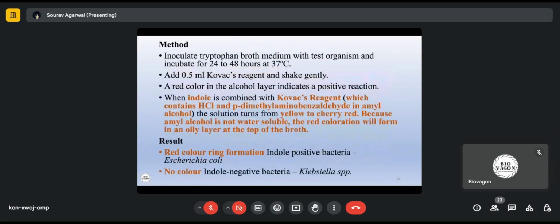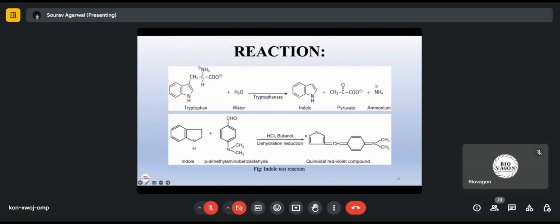Now, as you know, you have to add Kovac's reagent. First you inoculate tryptophan broth and then incubate the tests, and then you add 5 to 6 drops of Kovac's reagent. The Kovac's reagent has a compound called p-dimethyl aminobenzaldehyde, as you can see in the second reaction.